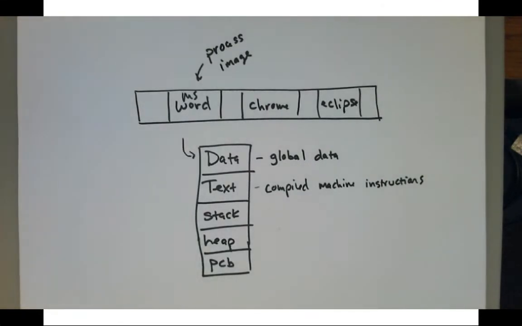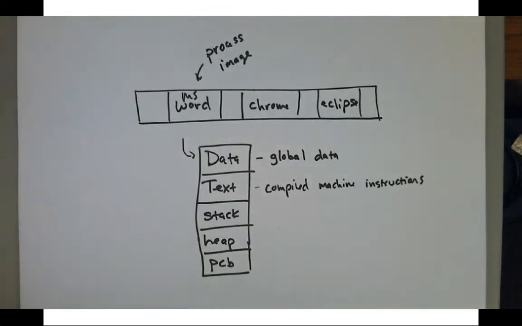Right, so we talked about machine instructions in the last couple videos. The machine instructions are fed to the CPU by the operating system. So the operating system goes and finds these machine instructions in the text section.